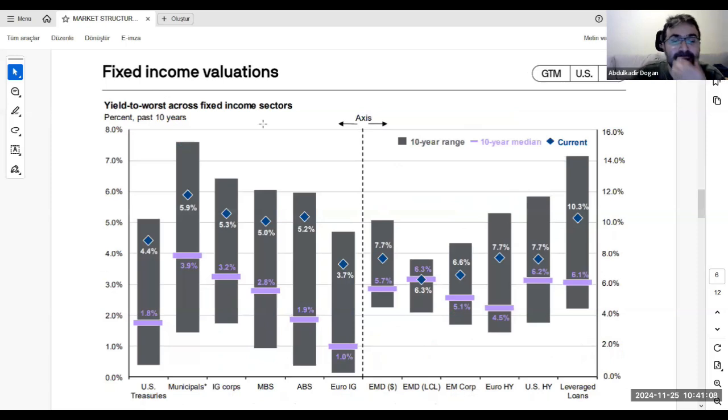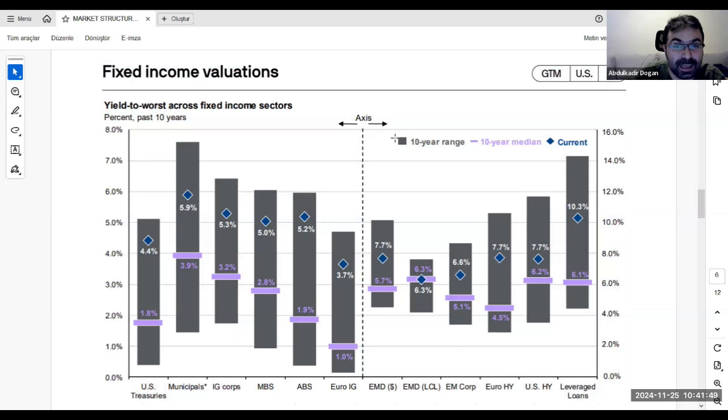And here, please take a look at this one. This is also a good summarization of the fixed income valuation in the United States or throughout the world as well. Please try to understand the chart first. Please take a look at the bars and what these bars are showing us and what they are trying to summarize for our understanding. What is exactly the summarization? Here, as you see, fixed income valuation, yield to worst across fixed income sectors. This is yield to first across fixed income sectors. This is percentage yield, and this is the past 10 years.